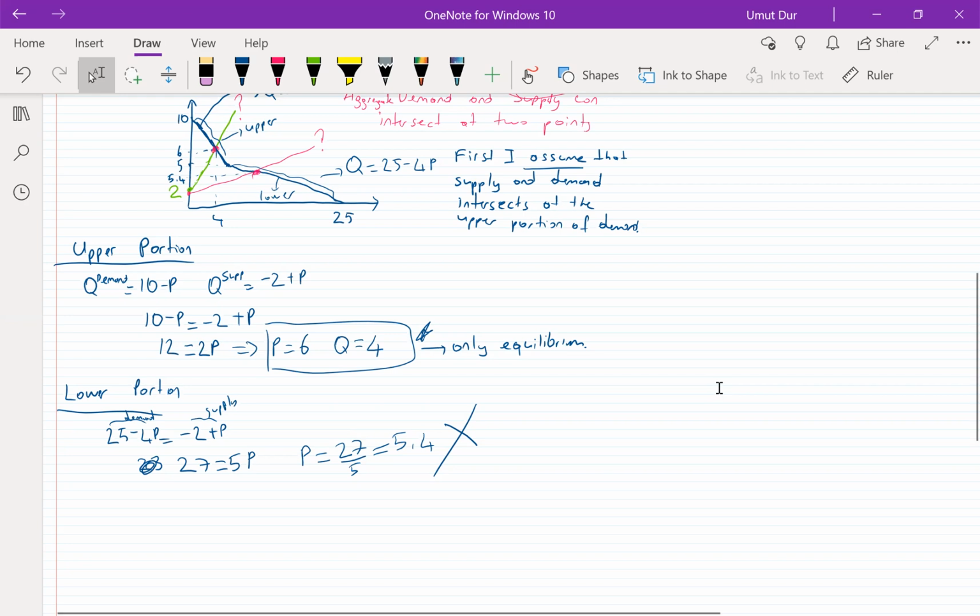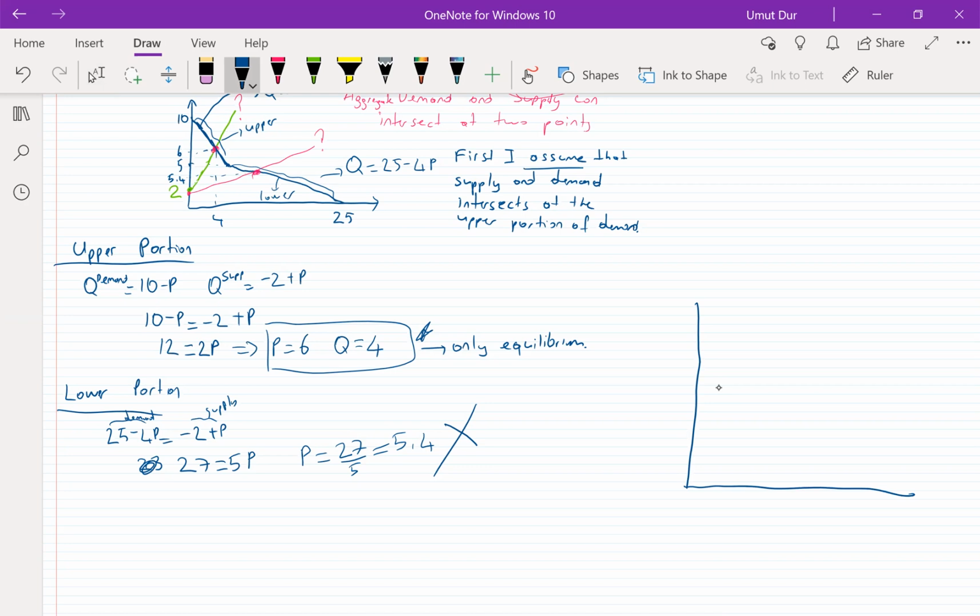No. For part C, the difference will be the following. For the aggregate demand, we have something like this, a kinked function. And for the aggregate supply, we also have a similar thing. This is just my drawing. I will explain it in a second, but let me first go over here.